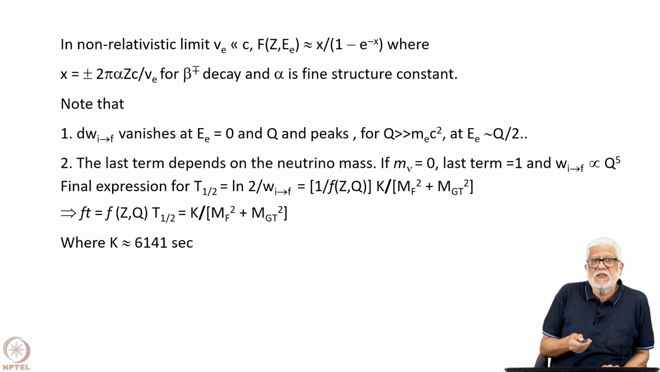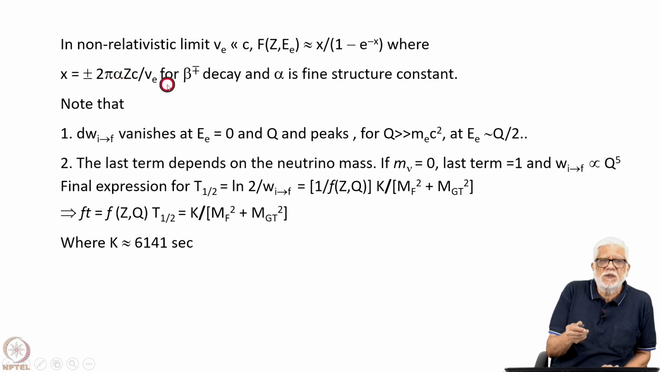Okay, so in the non-relativistic limit, when the velocity of the electron is much smaller than c, this Fermi function can actually be approximated by x/(1 minus e to the minus x), where x is just plus or minus this number here, 2 pi alpha times Z c by v_e, for beta minus and beta plus decay. So this x is positive for beta minus decay and is negative for beta plus decay. Alpha is of course the usual fine structure constant, approximately 1/137, c is the velocity of light, and v_e is the velocity of the electron.